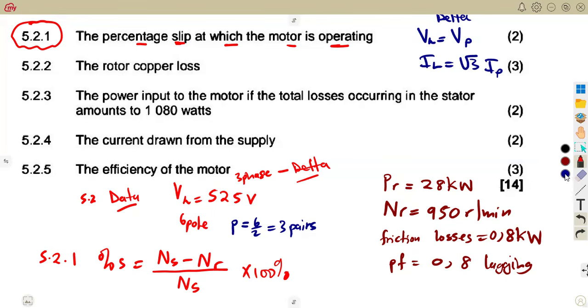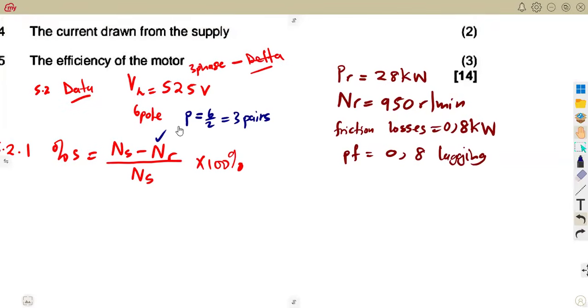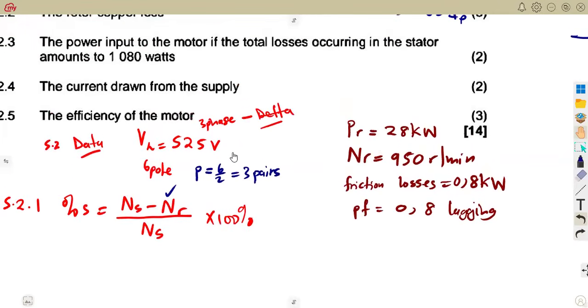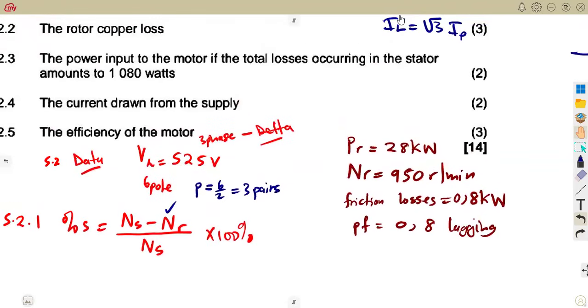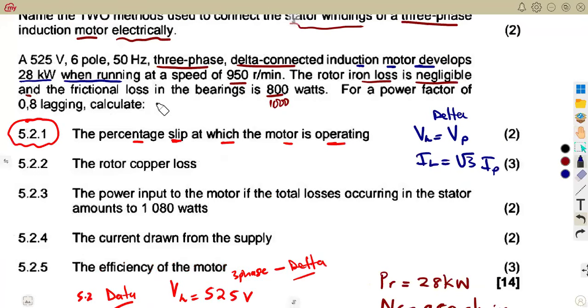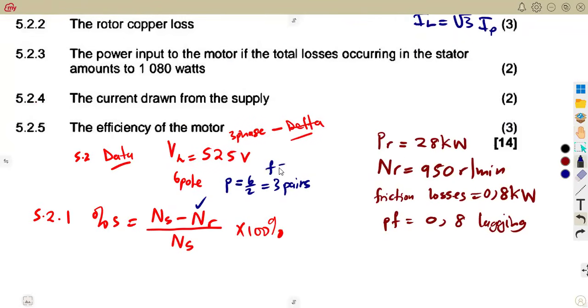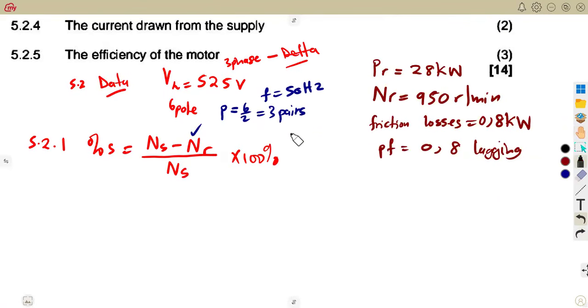Let us consider our calculations. We have the NR, the rotor speed, but NS we do not have. This NS can be calculated. Remember, there is frequency. We are given 50 hertz there. So having the frequency, we can calculate our NS, which is the speed to be considered in our calculation.